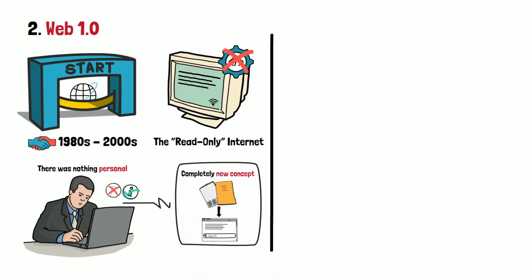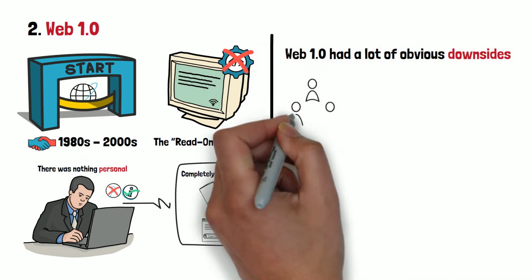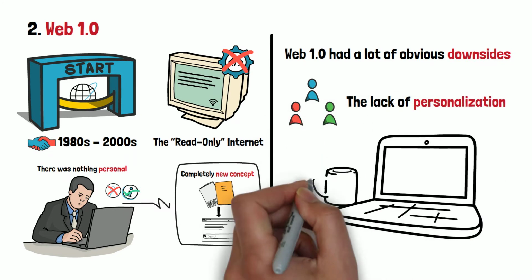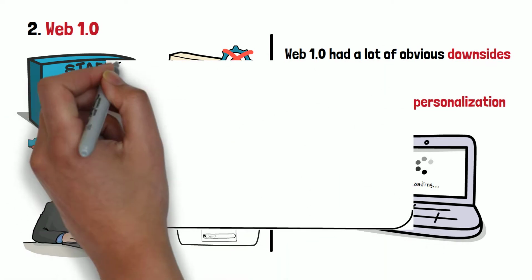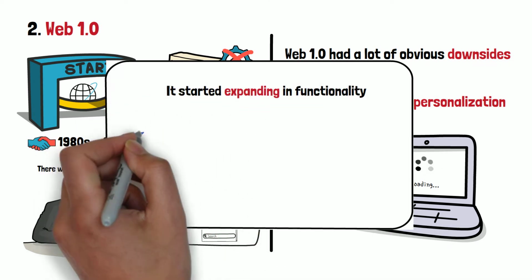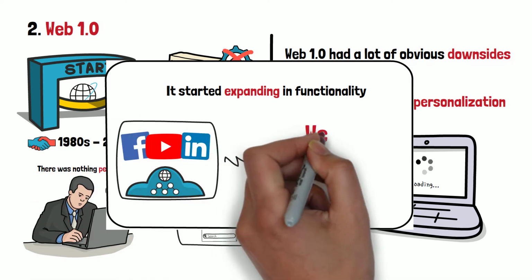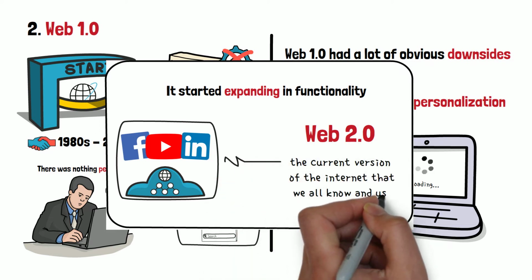Being a completely new concept, naturally, Web 1.0 had a lot of obvious downsides. One of them, as I've just mentioned, was the lack of personalization. However, this version of the internet experience was also very slow, and users would have to possess a lot of patience in order to receive or send pieces of information. With time, as the internet became more and more popular, it started expanding in functionality too. The rise of social media platforms and data collection channels marked the beginning of what we now call Web 2.0. In other words, the current version of the internet that we all know and use.